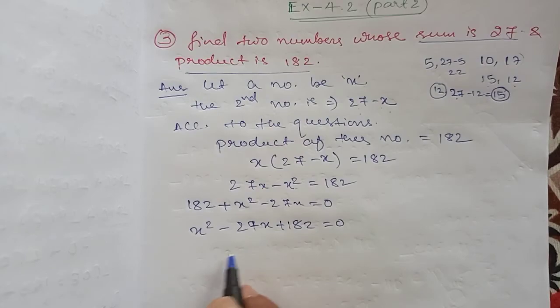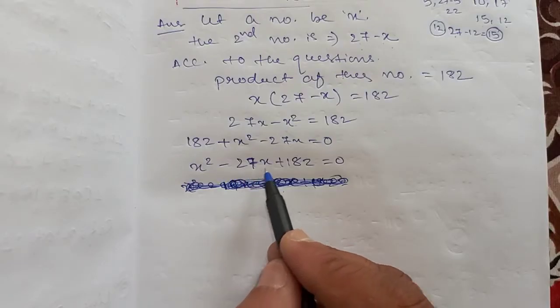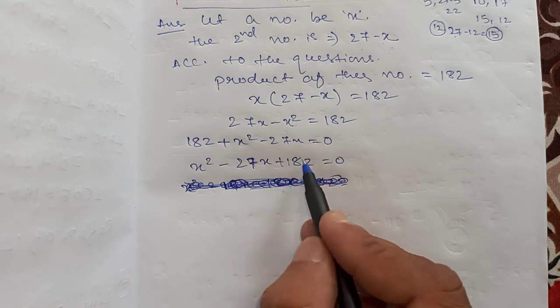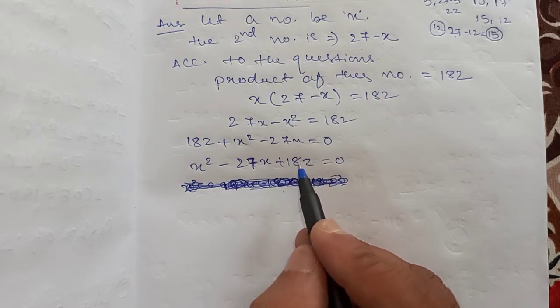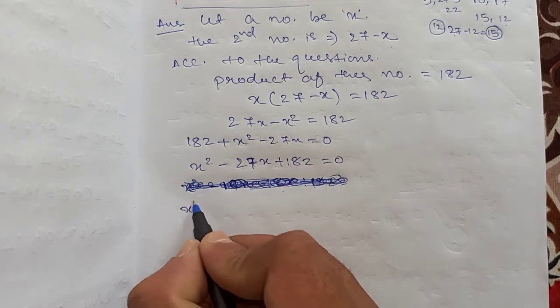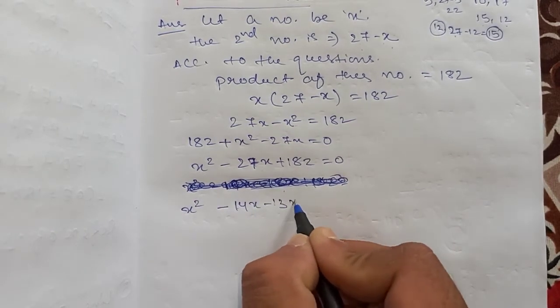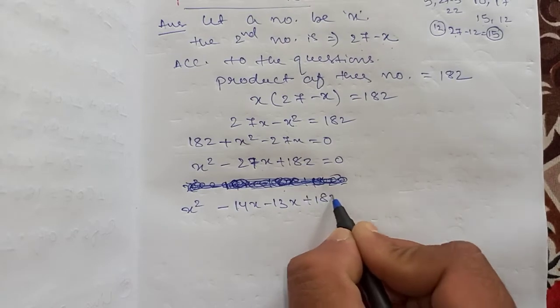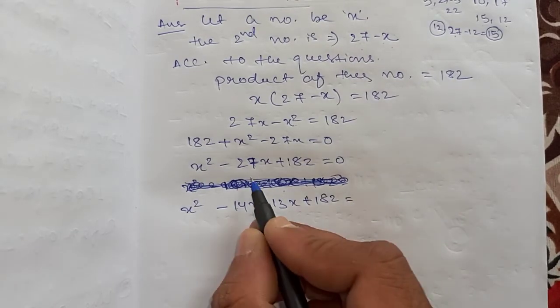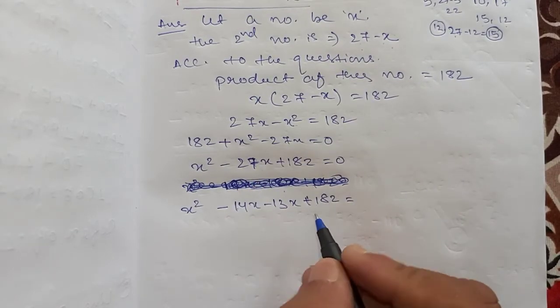Now we have to split the middle term. When we split this, we will get 13 and 14, because the factors of 182 give us 13 and 14. So x square minus 14x minus 13x plus 182, because their addition is 27 and their multiplication is 182.